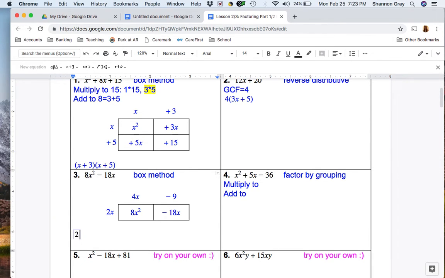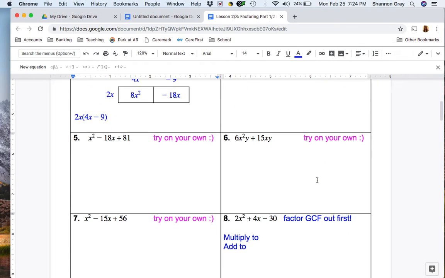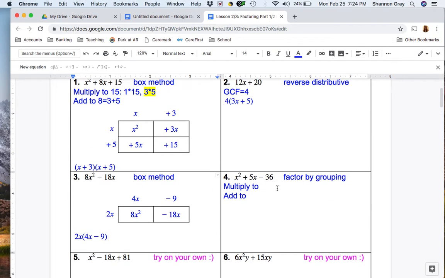Now I can write this as 2x times 4x minus 9. Again, I don't necessarily have to have 2 binomials. I just have to break it apart as much as I can. All right, we're going to do one more strategy, and then I'm going to have you try a bunch on your own. So I'm going to use factoring by grouping here, different from the box method. We've done a couple with the box method.